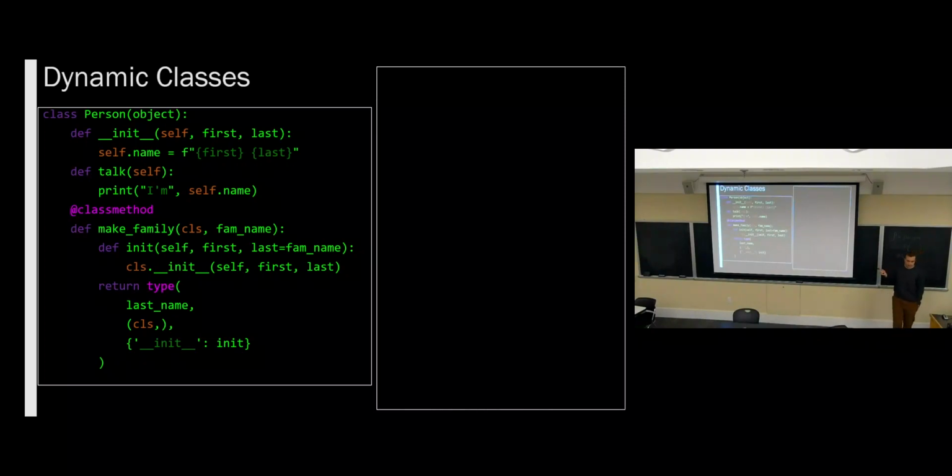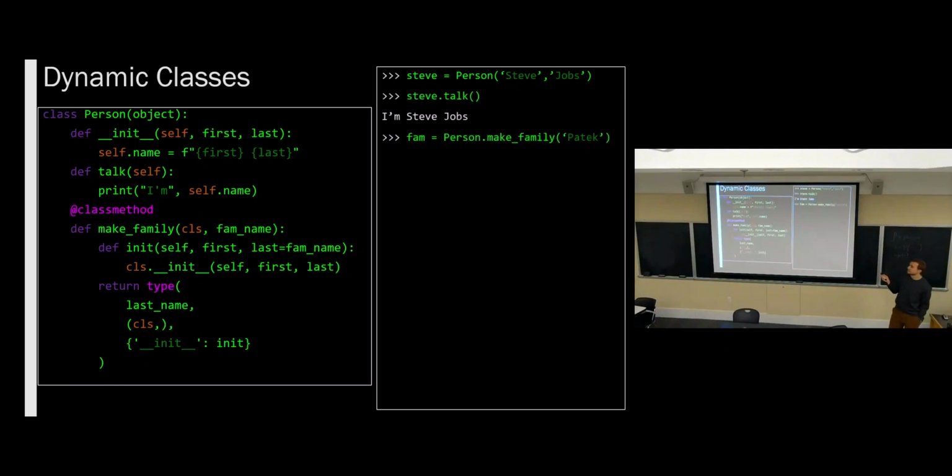So what is this useful for? Well, let's say we have a person, Steve. Steve is Steve Jobs. If we say Steve.talk, we get I'm Steve Jobs. What if we say person.makeFamily Paddock? What is this going to return? What is this function call return?